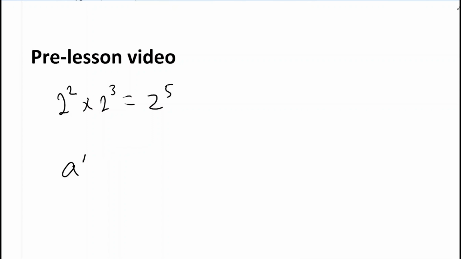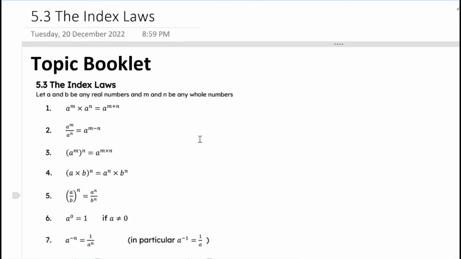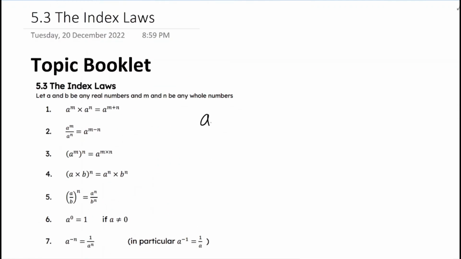You could have something like a to the 72 times a to the 8, and you would get a to the power of 80, because you would add those powers together. Okay, so that's the first law, and if you want proof, it's actually not too bad.